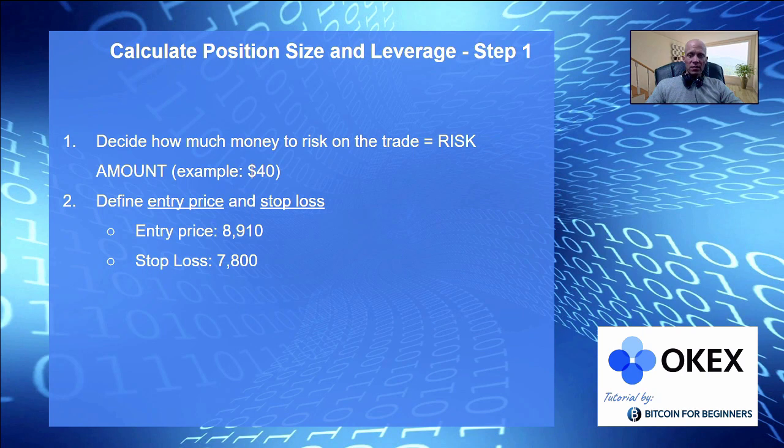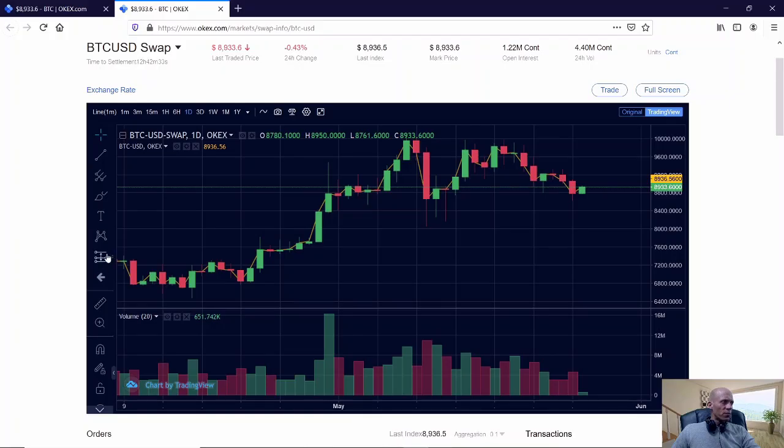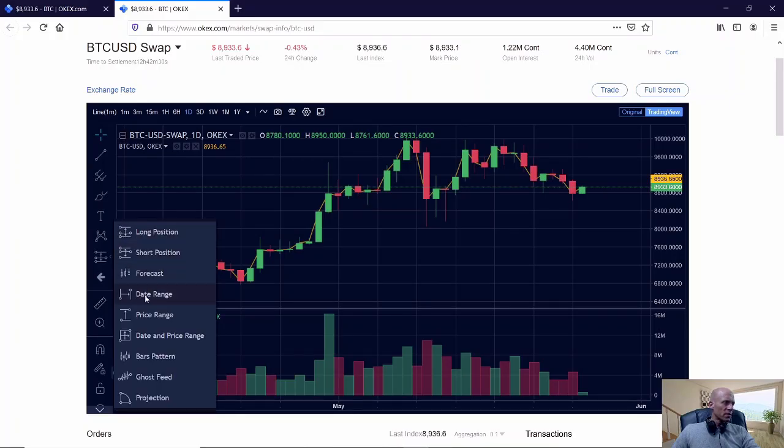When we have our entry price and stop loss, then we will calculate our risk percentage, and that's the difference between entry and stop loss. Search the price range tool, which is around here. Price range.